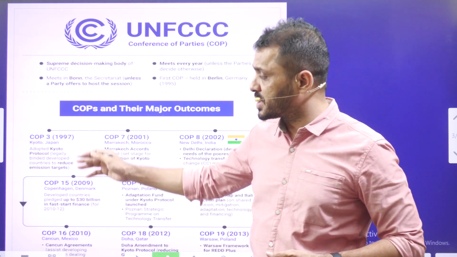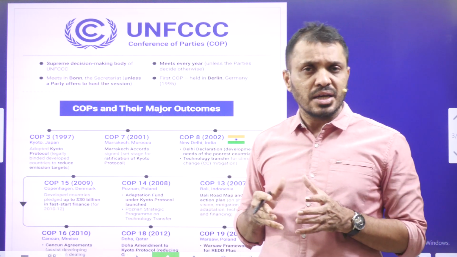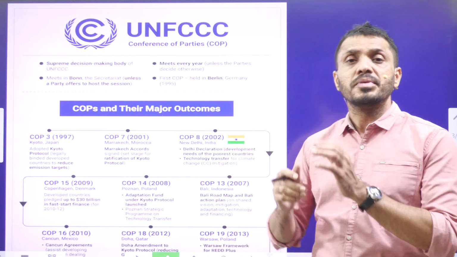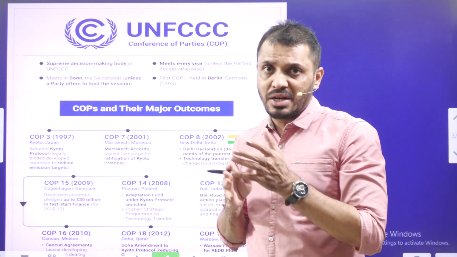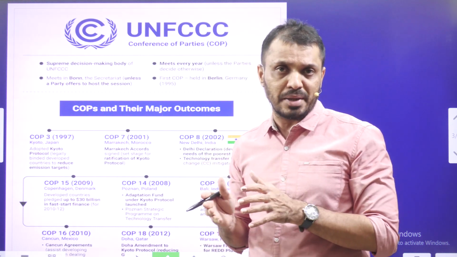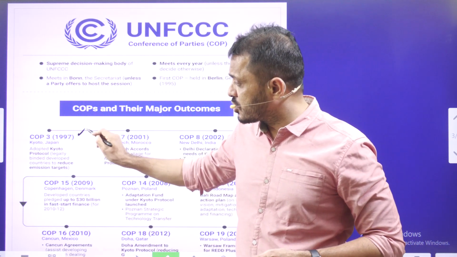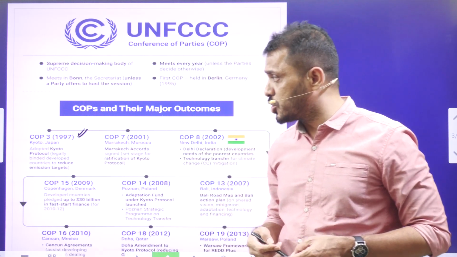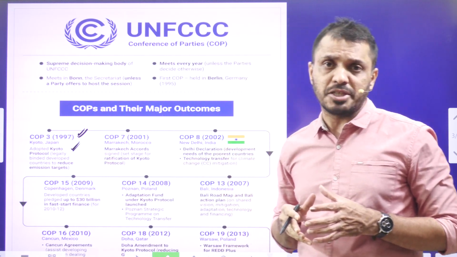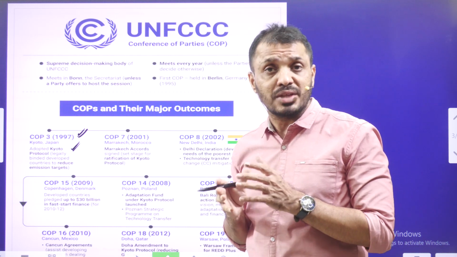If you look at here, COP1, we all know the first COP summit was held in 1995 in Germany, Berlin, okay, and Bonn. And before that, UNFCCC was formed. Based on the UNFCCC framework, COP summits are happening on a yearly basis. COP3, the third COP summit, was held in 1997 in Kyoto, Japan, and here the Kyoto Protocol was adopted. The main objective of the Kyoto Protocol is the reduction of emissions.